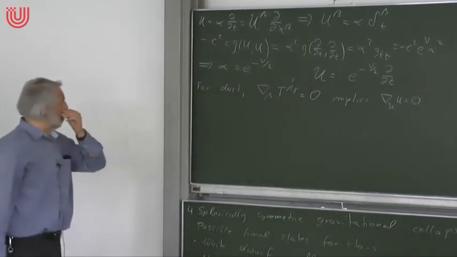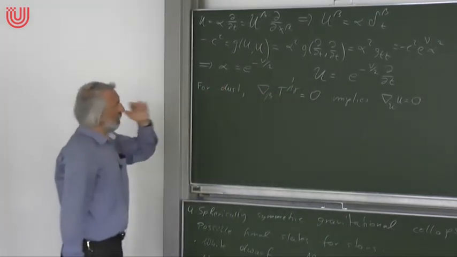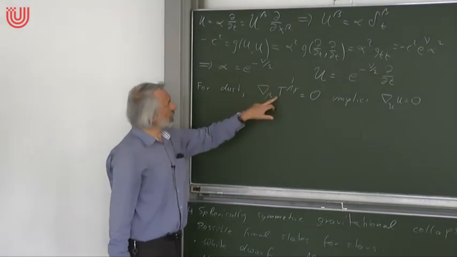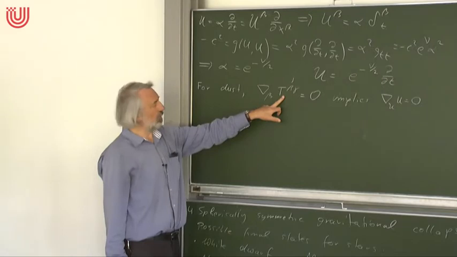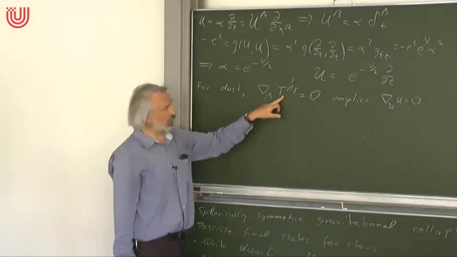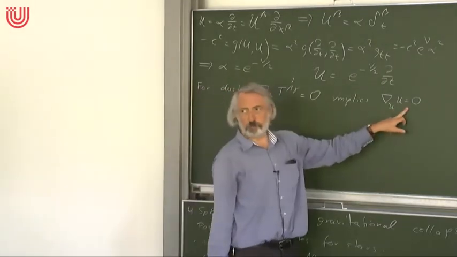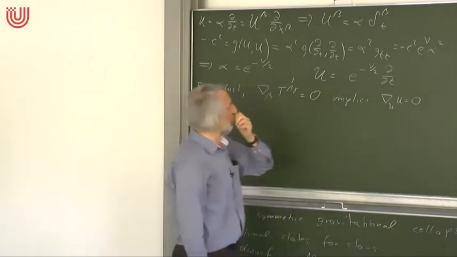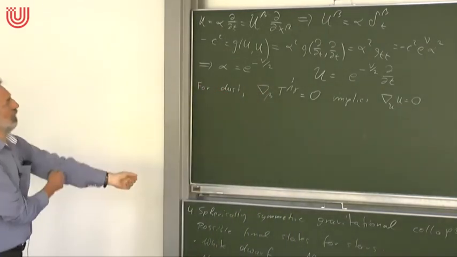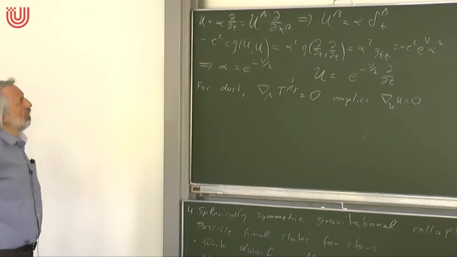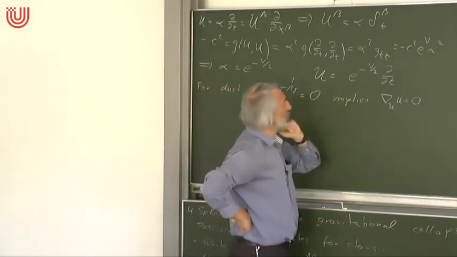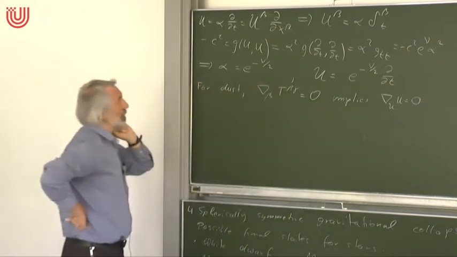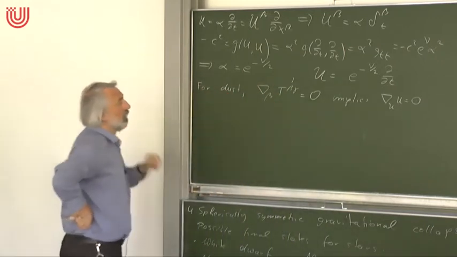So in the GR course we did, we evaluated this expression for a perfect fluid with arbitrary pressure. And then we got the Euler equation. And the Euler equation simplifies to this equation if the pressure is 0. So I will not repeat this here. I assume that we know this. So if we have a dust, then the 4-velocity of the dust must satisfy this geodesic equation.